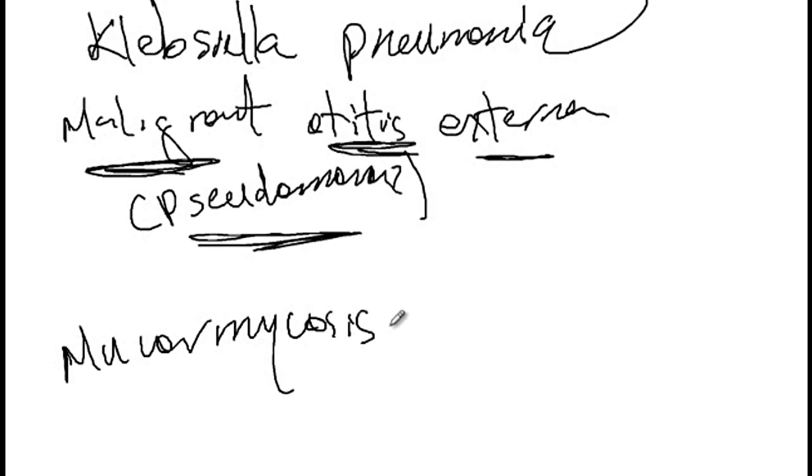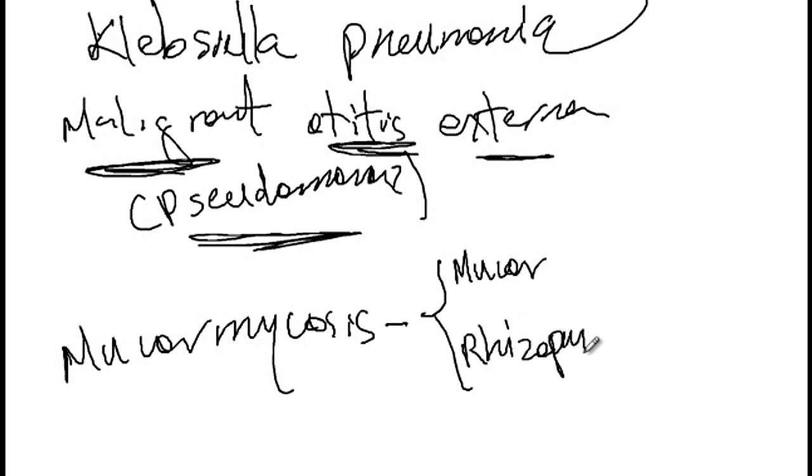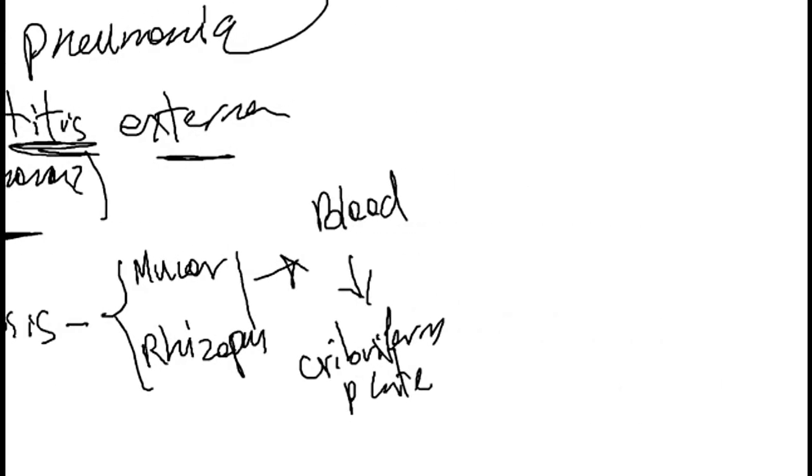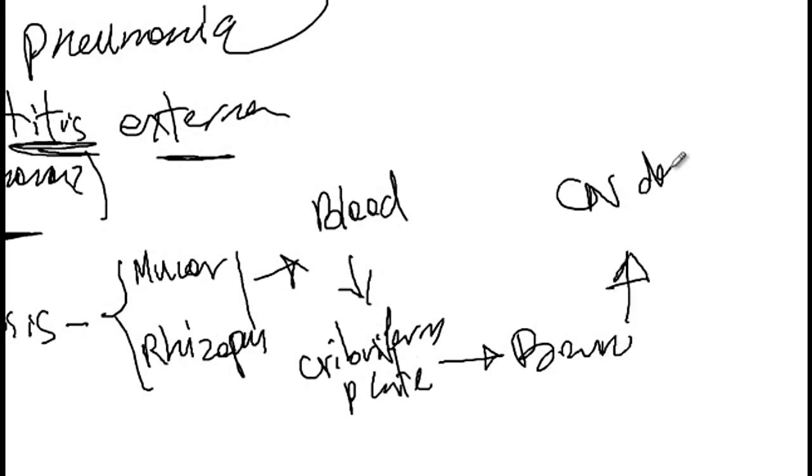Mucormycosis is caused by the fungi Mucor and Rhizopus. In patients that have DKA and a lot of ketones in the blood, these fungi can grow and then attack the brain via the cribriform plate. And thus eventually they will enter the brain and cause cranial nerve damage.